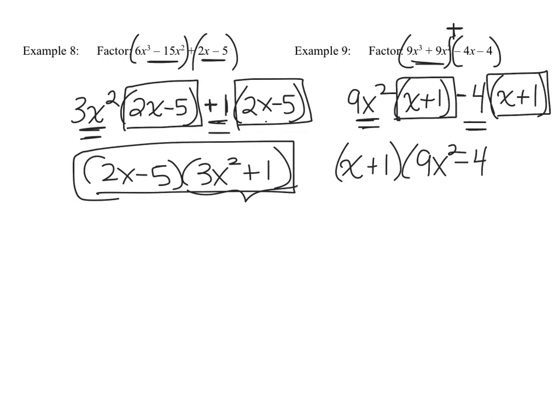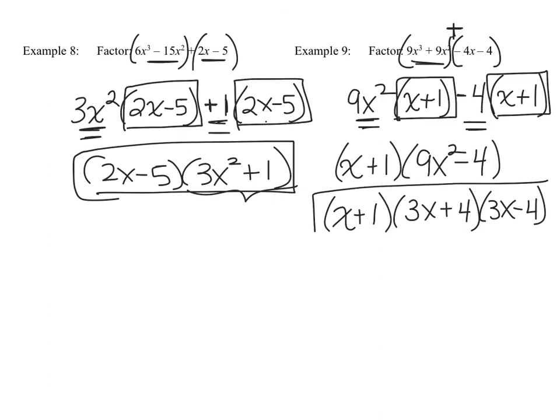This is a perfect square minus a perfect square. It's a difference of squares, so you have to take it further. So I'm going to bring down my x plus 1, and I'm going to break up 9x squared minus 4 into 3x plus 2 times 3x minus 2. And you're done. Those are your factors.